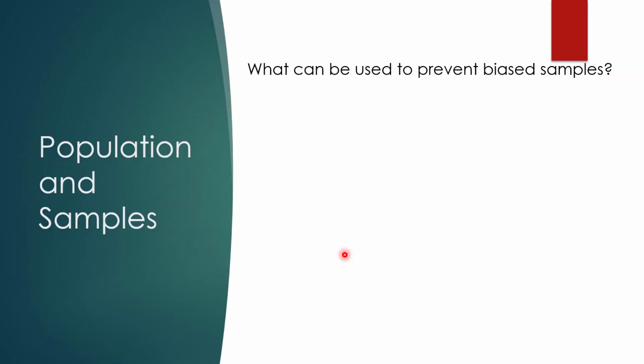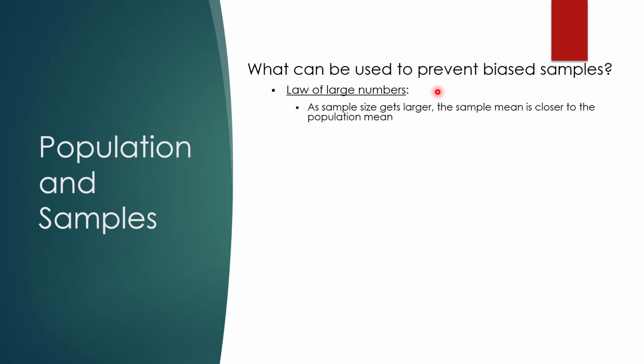There also are some things you can do to try to prevent biased samples. In addition to wanting to use the sampling techniques that we're going to talk about in a later video, there's also something called the law of large numbers. Now, I'm going to simplify it here. In statistics, you might learn a little bit more in detail about this, but basically what we're talking about for the aspects of this class is that as a sample size gets larger, the sample mean is closer to the population mean. And if the sample mean is close to the population mean, that means that your sample is representative. So a large sample is going to be more representative than a small sample.